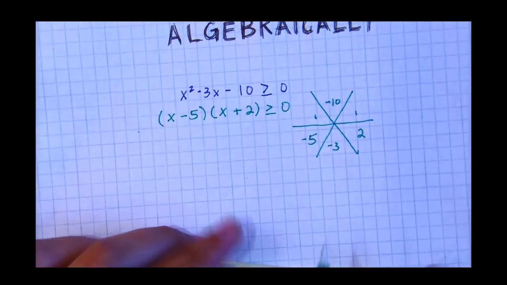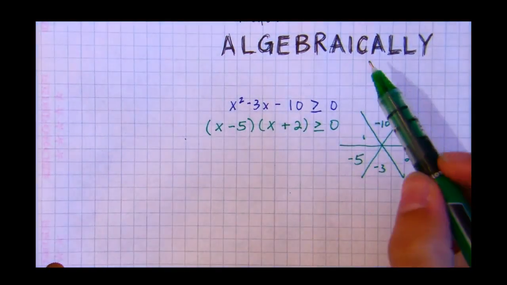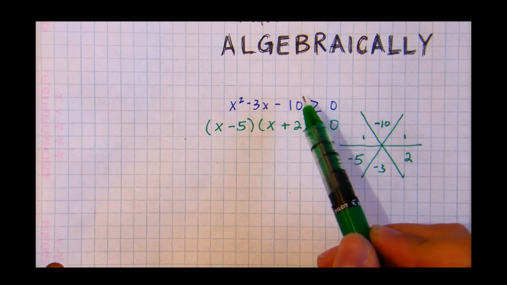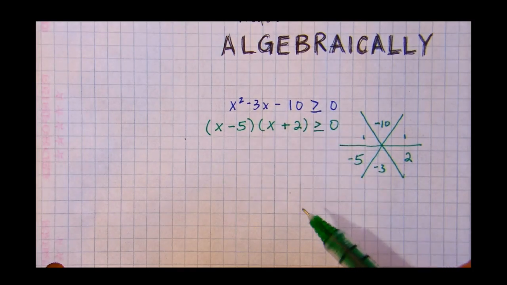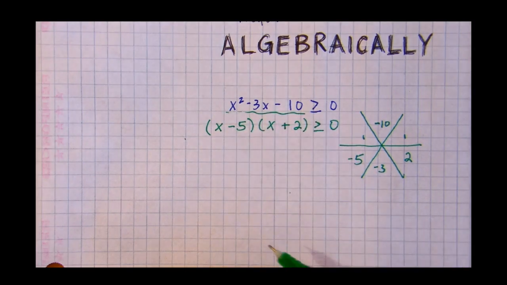So let's take a look at this equation again. What type of graph am I going to be looking at with this original f of x, x squared minus 3x minus 10?